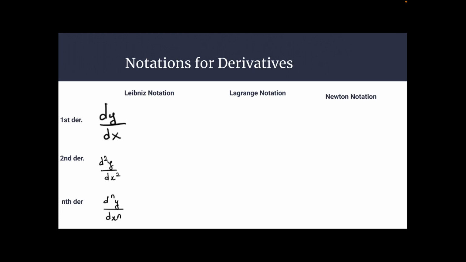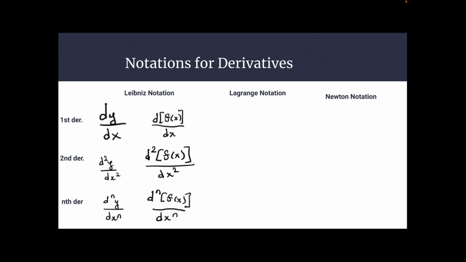The second derivative is notated as d squared y over dx squared. I wouldn't worry about why the 2 is placed where it is. You don't need to worry about all that. And the nth derivative would be represented as d to the n of y over dx to the n, just like that. You might see the actual function being plugged in rather than y, and it's the same exact notation. The only difference is I'm using square brackets and I'm plugging f of x in for y.